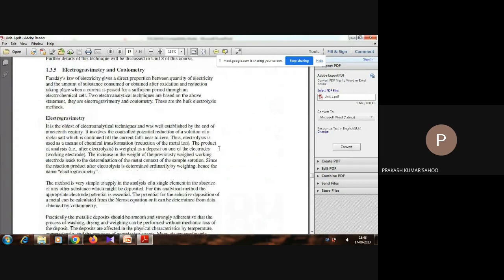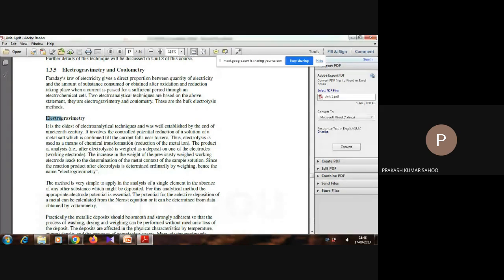And we have the last thing, electrogravimetry or coulometry. Gravimetry means determination of elements or compounds by weight. It is known as gravimetry. Here the weight measurement is done by the application of electricity, so that is known as electrogravimetry.